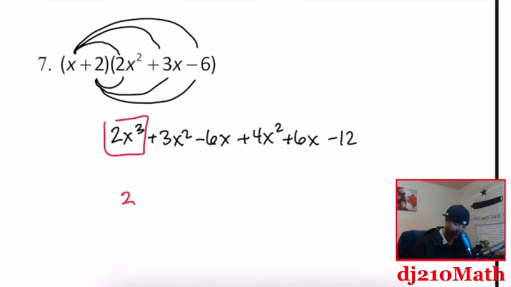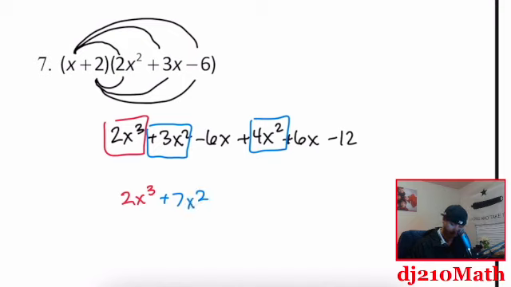Highest one, 2x cubed. x squared. So 3 plus 4. Single x's. So negative 6 plus 6, that's actually nice because they cancel. Negative 6 plus 6 is 0. And then the constant.